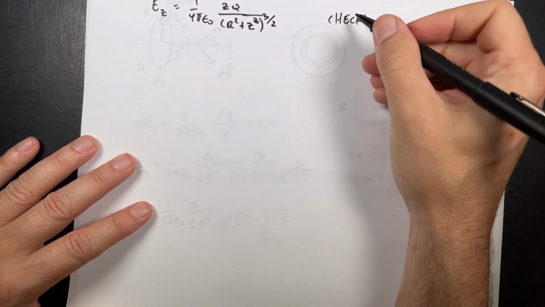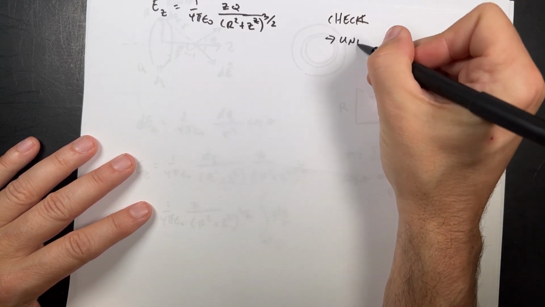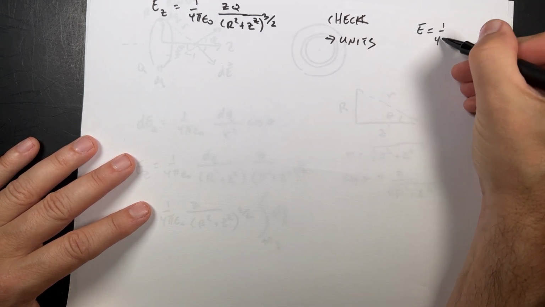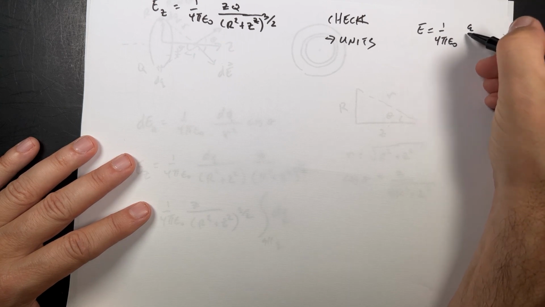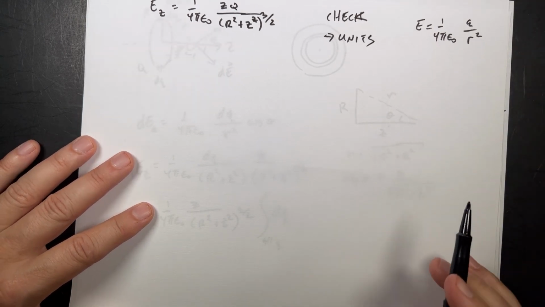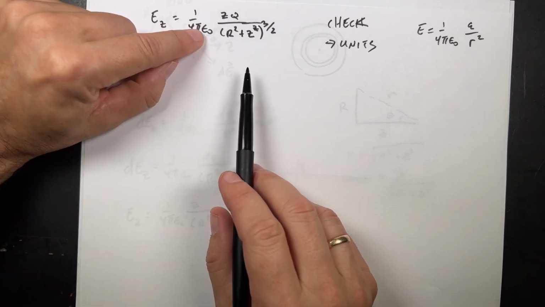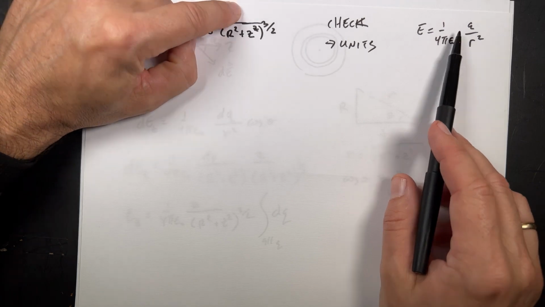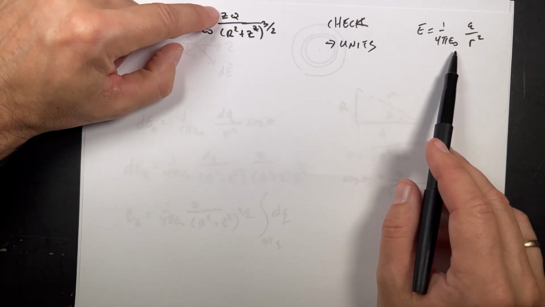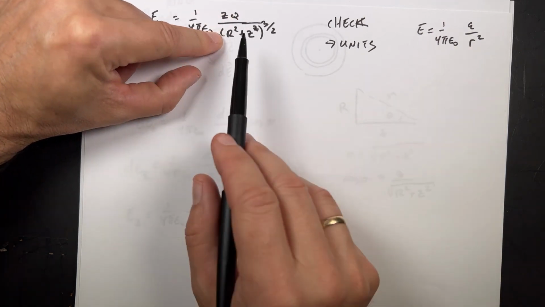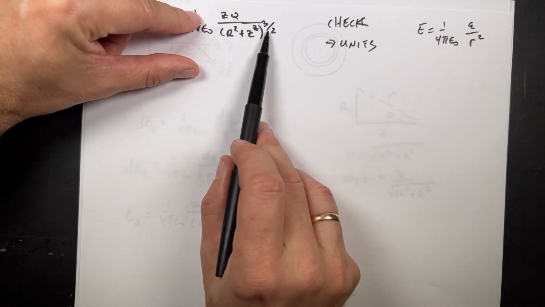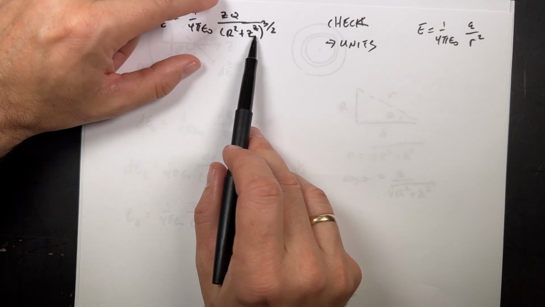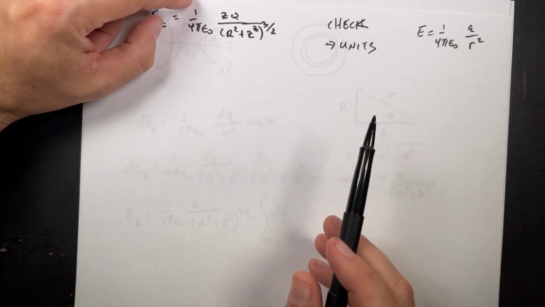Check number 1, units. So remember that the electric field due to a point charge is 1 over 4 pi epsilon naught q over r squared. So this has to have the same unit. So I have the 1 over 4 pi epsilon naught. 4 pi doesn't matter. I have the 1 over epsilon naught. I have q on the top. That's good. And then I have meters over this. So this is meters squared to the 3/2, which is going to be meters cubed, but then I have a meter on the top. So I do get the same units.